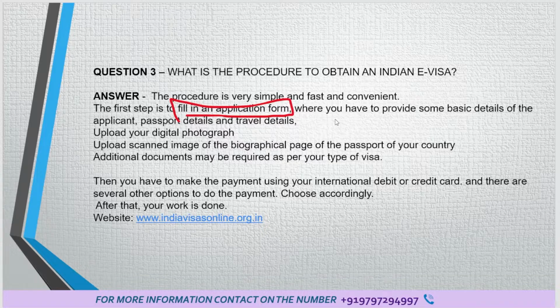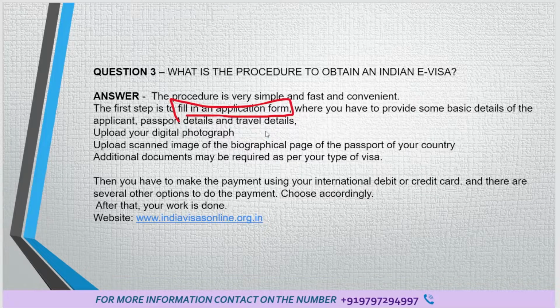Then in the application form, definitely you will upload your photograph and your scanned image of the biographical page of the passport that shows all the details of the applicant. Then additional documents will also be required as per the type of visa you are applying for. Like if you are applying for a business visa, as I've told earlier, then you have to upload the letter from the office in India. And if you are applying for a medical visa, then you have to upload a medical letter from the hospital where you will be taking treatment in India. The same goes for other options also.